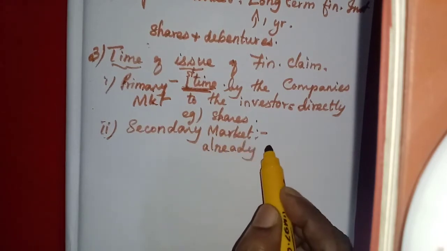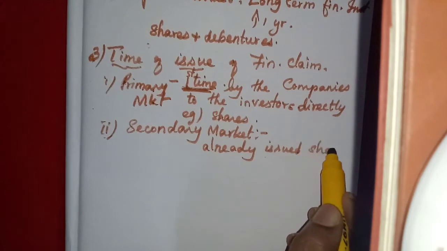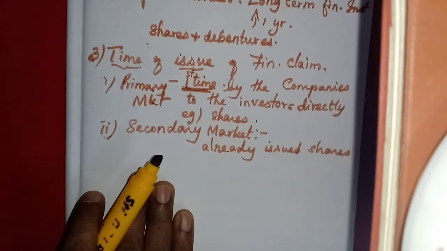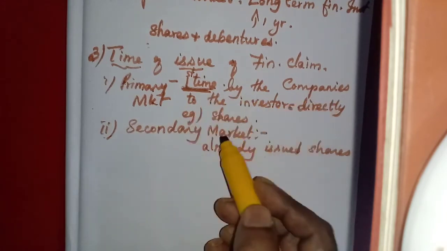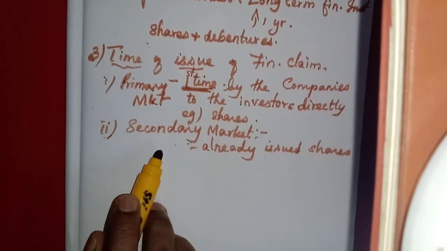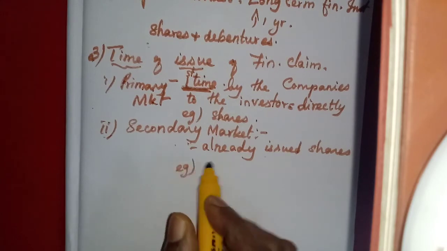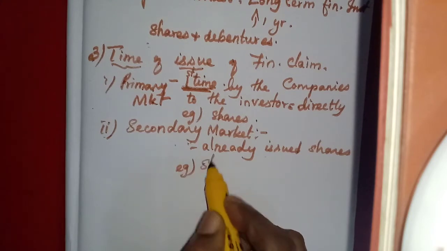Okay, already issued shares by whom? By the companies. That means the primary market, no? So, the securities which are issued directly or for the first time by the companies are traded secondary. Okay, second time in this secondary market. Here we can say the best example is which market? The share market, or we can say it as stock exchange.